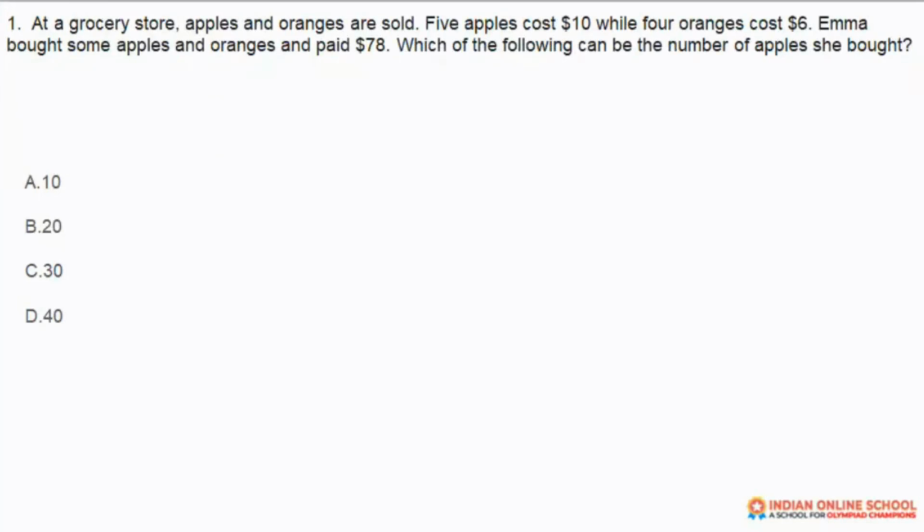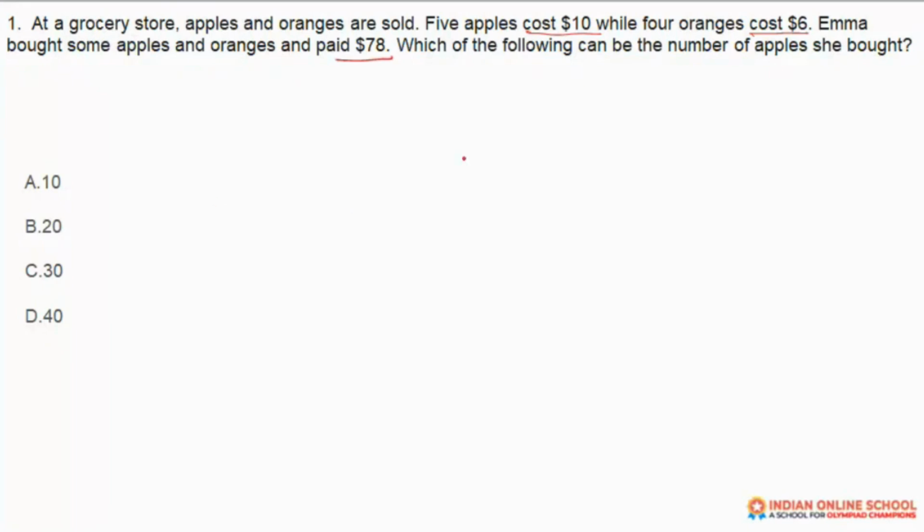The first question is saying that at a grocery store, apples and oranges are sold. 5 apples cost $10 while 4 oranges cost $6. Emma bought some apples and oranges and paid $78 in total. Which of the following can be the number of apples she bought?